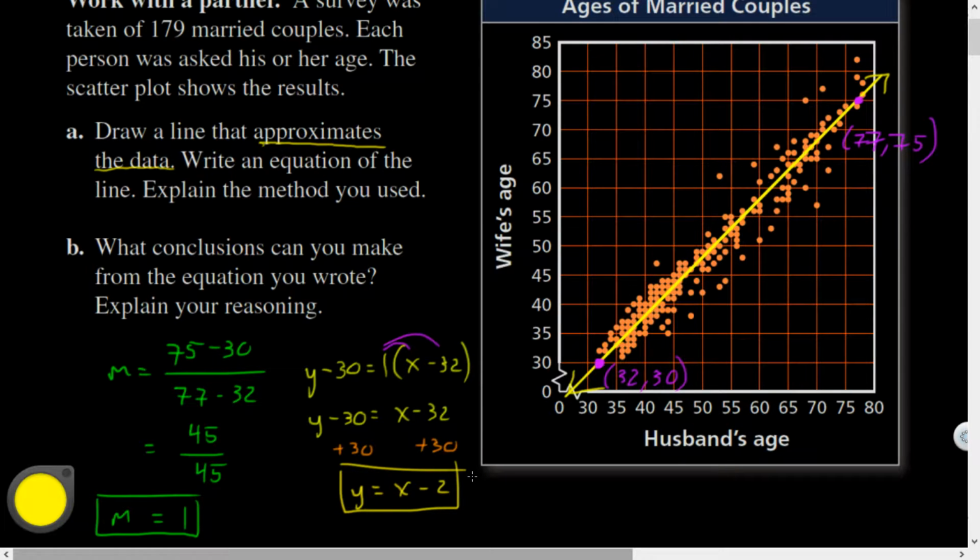And in general, I would predict that a 1-year-old man would marry a negative 1-year-old woman. Wait, that doesn't actually make any sense. But that would be what my line predicted. So the slope is 1, so it increases linearly in general, up 1 year over 1 year. But the men tend to be about 2 years older than the women.